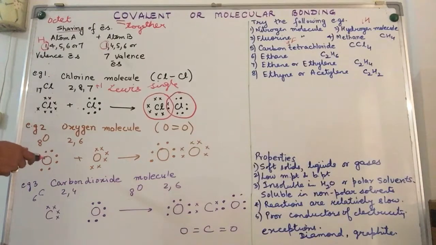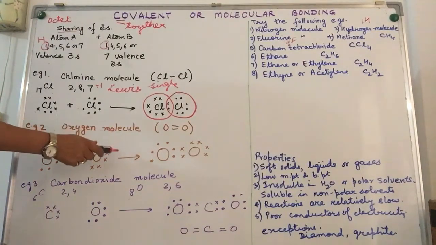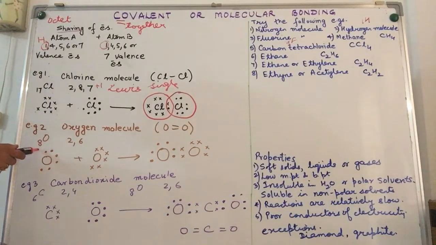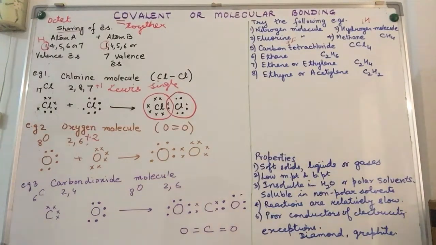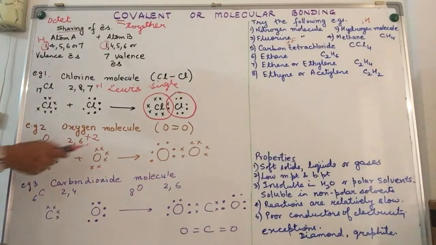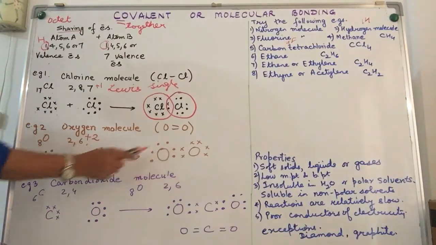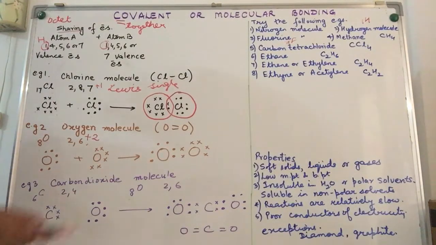Coming to the second example, oxygen molecule. Oxygen atomic number is 8, 2 and 6. Now each one of them is short of 2 electrons, not just 1. So what do they do? Simple. They will share 2 electrons. Again, that contribution has to be done equally. So oxygen gives 2 electrons of it for sharing.